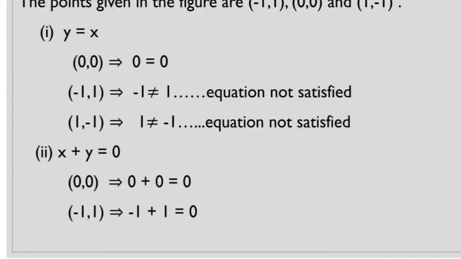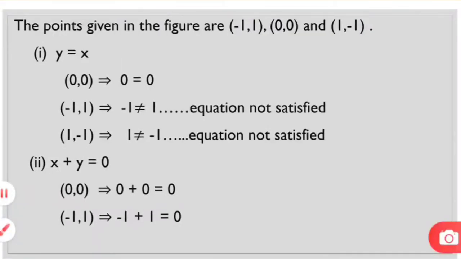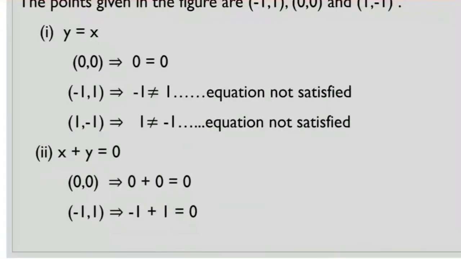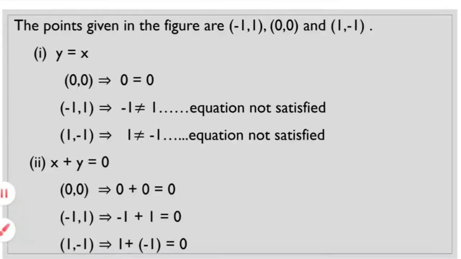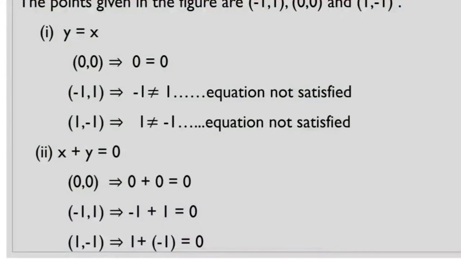Next, minus 1 and 1 implies that minus 1 plus 1 is equal to 0. Here you can see that both will become 0. Yes, minus 1 and plus 1 we can cancel, so it will become 0. So minus 1 plus 1 we will get 0 equal to 0. Again, third is 1 and minus 1. Let's insert 1 plus minus 1 equal to 0. Again 1 plus 1, this will be 1 and minus 1 will be cancelled, we will get 0 equal to 0. So here you can see that all the three pairs of solution are satisfying the given equation.